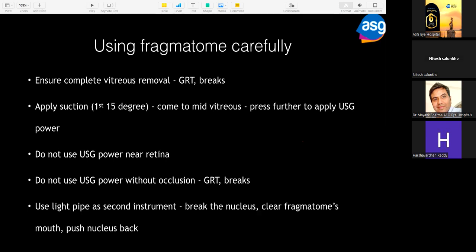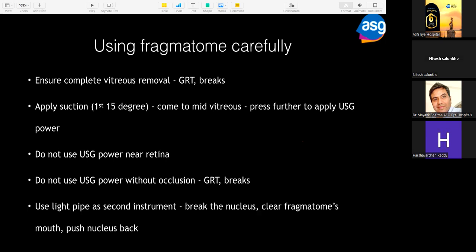So how do you use it? We're talking about the foot pedal controls, right? Once you've done a complete vitrectomy, your nucleus is resting on the retina, as it doesn't have a vitreous scaffold. So you should never use the frag power when your probe is close to the retina, ever. What you do is go close to the nucleus, apply only suction, engage the nucleus completely, bring it into the mid-vitreous cavity, and then and only then use the power.